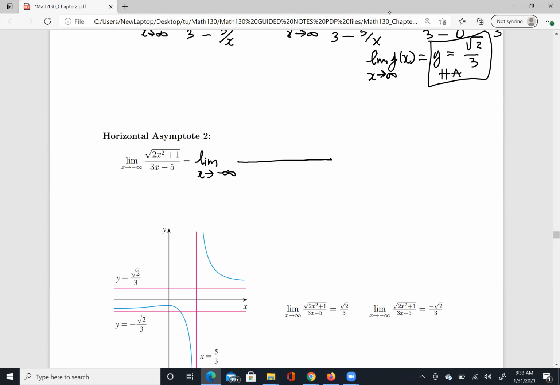Okay, but now the top. Actually, let me have the square root of 2x squared plus 1 first, and the bottom will be 3x minus 5. Let me write 3x minus 5 first. Then you also have to multiply it by 1 over x, right?